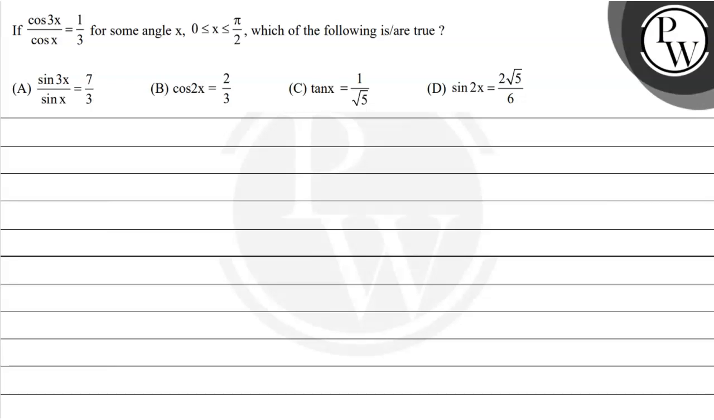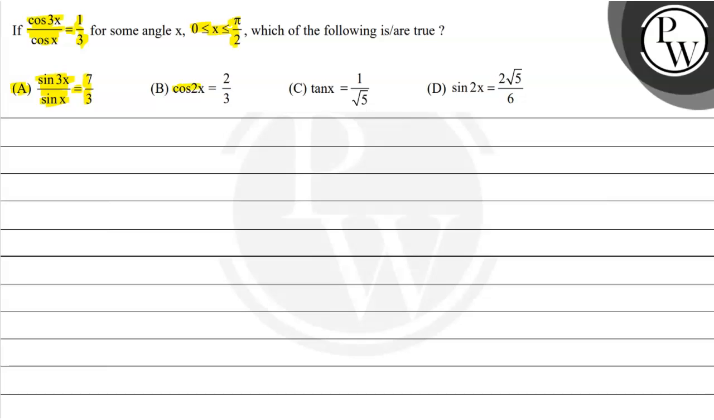So let's see this question. If cos of 3x upon cos of x is equal to 1 upon 3 for some angle x in 0 to pi upon 2, then which of the following are true? There could be multiple correct options among these four. The first option given to us is sine of 3x upon sine of x is equal to 7 upon 3.